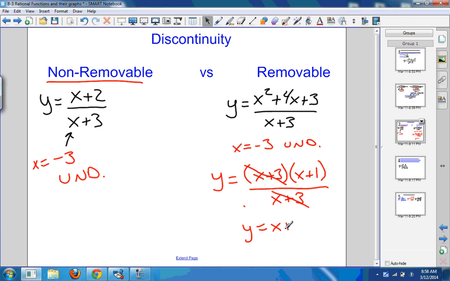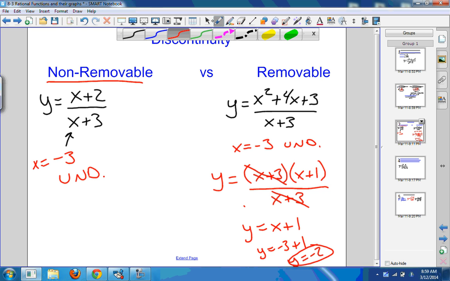So if I plug in -3, I actually get -2. So this is what's called a removable point of discontinuity. So I need to actually write a definition out for this in the problem to make it a removable point.